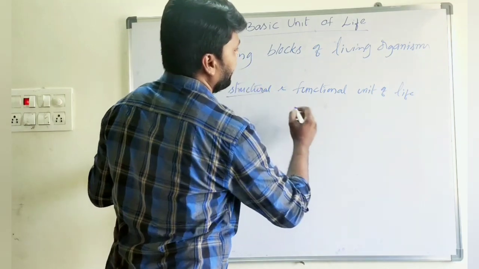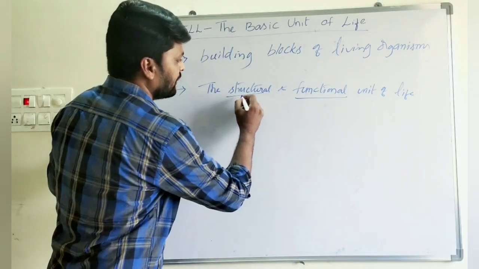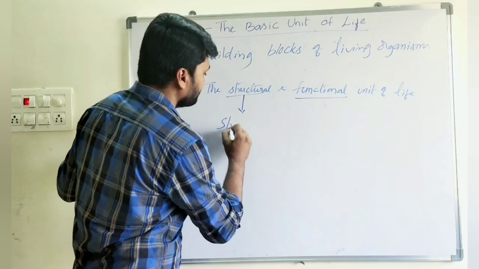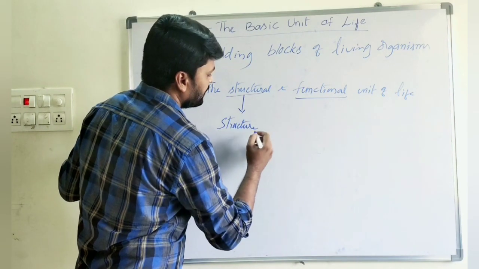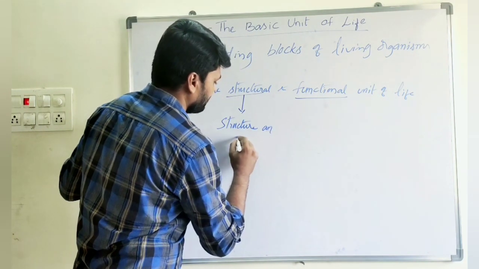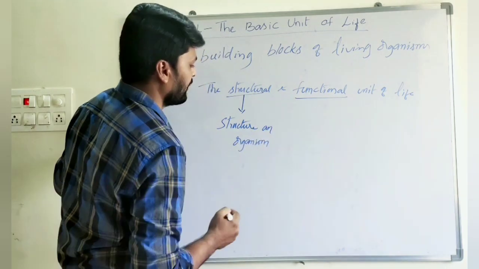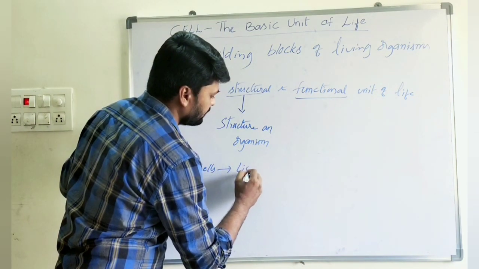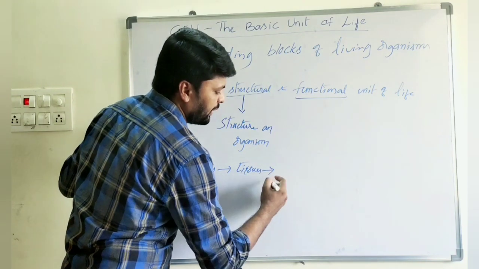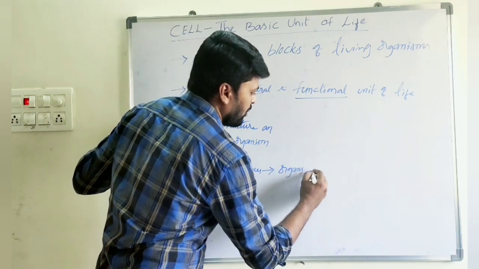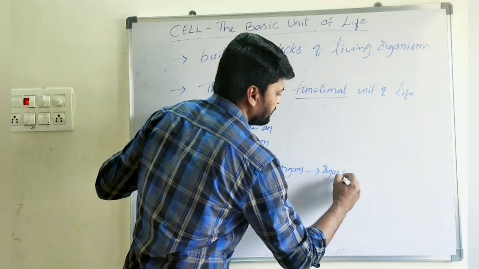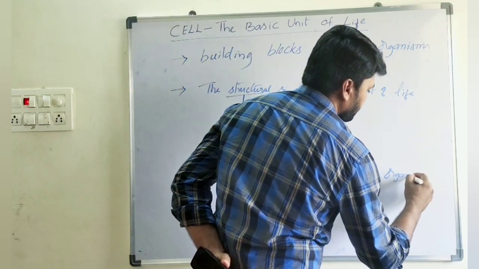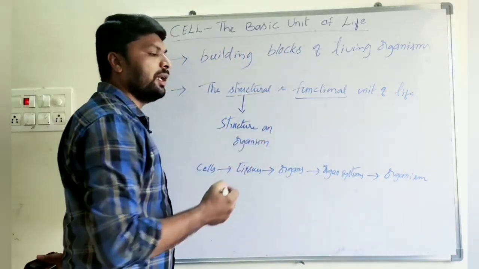Why is it called a structural unit and why is it called a functional unit? It is called a structural unit because cells form the structure of an organism. A group of cells together is called tissues. A group of tissues together is called organs. A group of organs together is called organ systems. A group of organ systems together is called an organism. So it is called a structural unit of life.